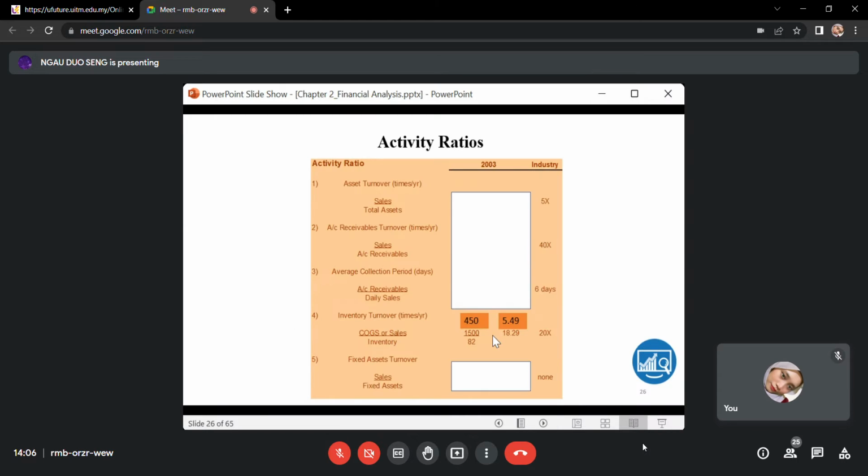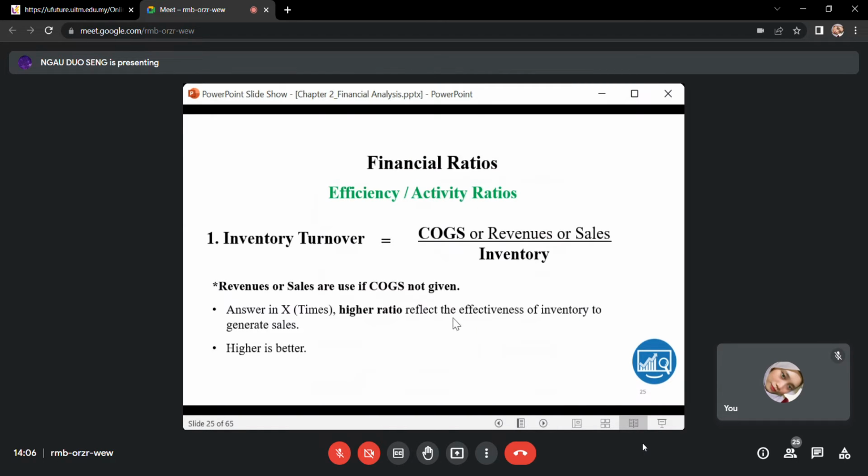Next, please calculate and then put your answer in the message box. Last week, I asked you to capture the balance sheet and the income statement. Cost of goods sold, where do you find it? You find it in the income statement. Then inventory will be in the balance sheet under current assets. You just copy the two numbers and key them into your calculators. Do it now and then type your answer in the message box.